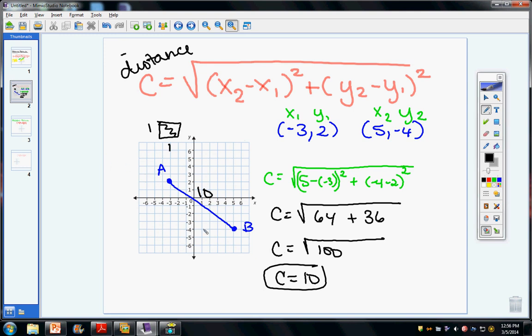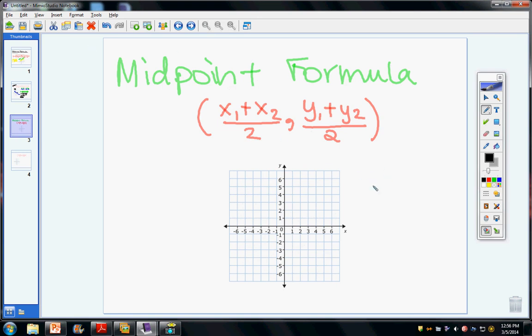Okay, now what I'm going to show you is how to find the midpoint formula. So I'm going to use those same points. We have A, which is at -3, 2, and we have B, which is at 5, -4. Well, the midpoint is the halfway mark. I can eyeball it and see about what the halfway mark is, but I don't know exactly. And again, we know that this distance is 10, so we know it's 5 units, but we can't tell exactly where those 5 units stop.